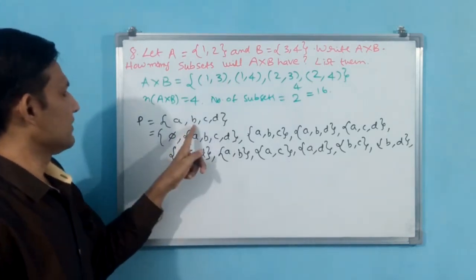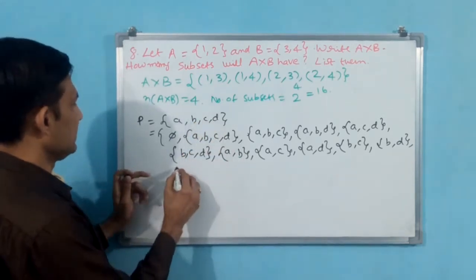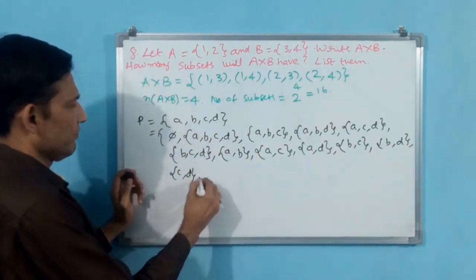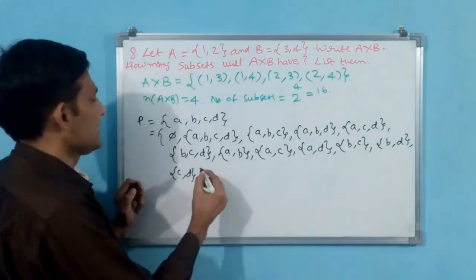Yeah, A, B already over. Okay, that is why A, B, C, D only will come. C, D. C, D. I think 2 sets also over. Now we go for single sets.